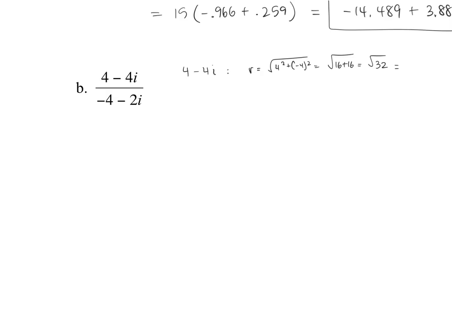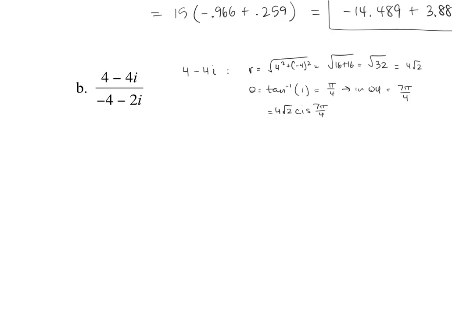And we can simplify square root of 32 as 4 square root of 2. Now, the angle, we do the inverse tangent of 4 divided by 4 is going to be 1. So that's pi fourths. But 4 minus 4i is in quadrant 4. So in quadrant 4, we're going to turn that into 7 pi fourths. So 4 minus 4i turns into 4 square roots of 2 cosine plus i sine of 7 pi fourths.